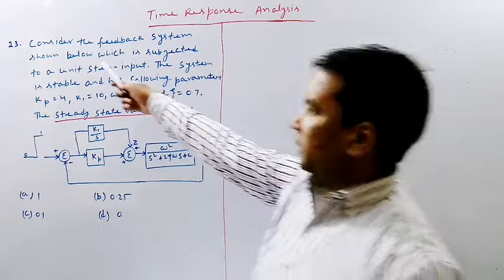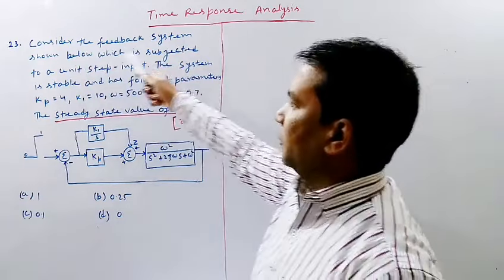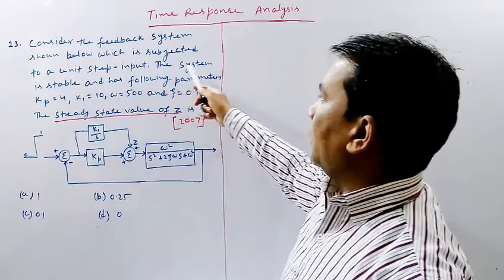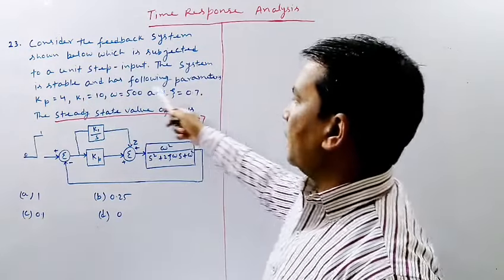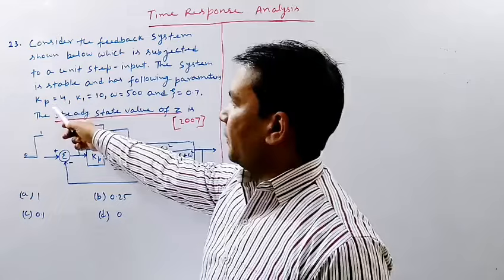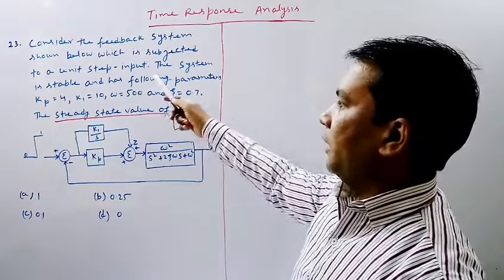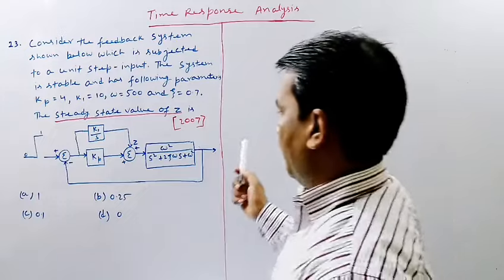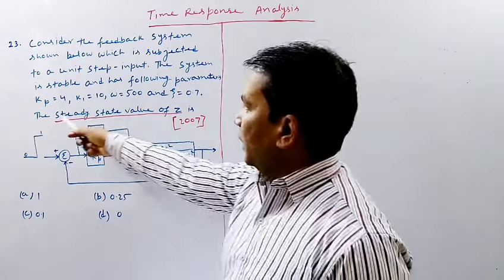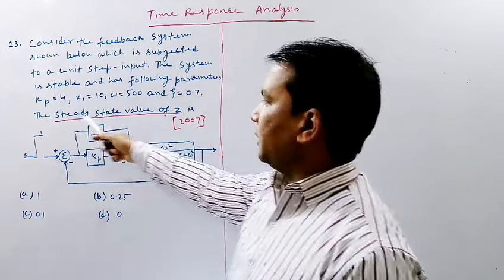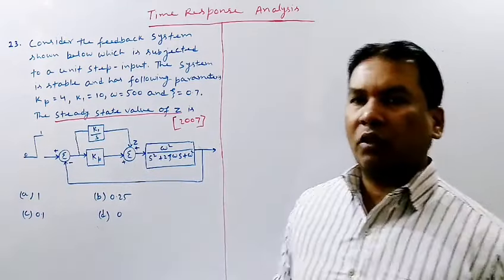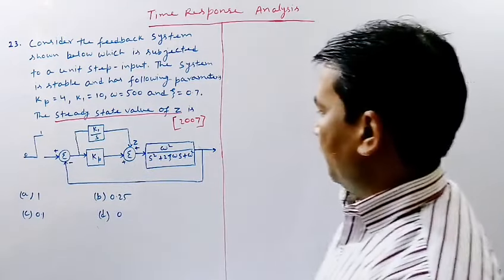Now the next question is: consider the feedback system shown below, which is subjected to a unit step input. The system is stable and has the following parameters: Kp equal to 4, K1 equal to 10, omega equal to 500, and zeta equal to 0.7. And the question is asking about the steady state value of Z. There are 4 alternatives given, and this question has been asked in GATE 2007.